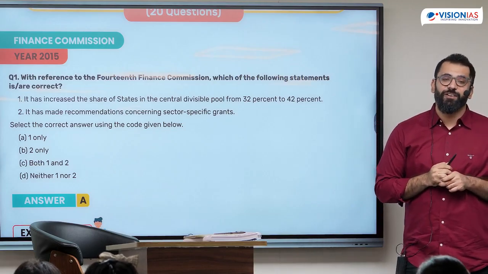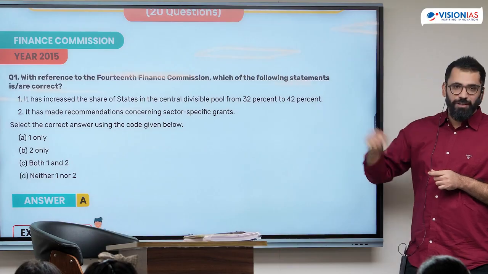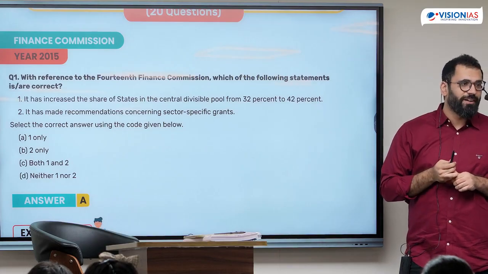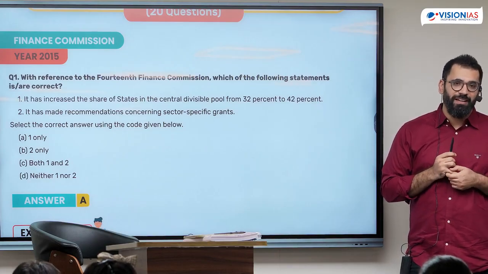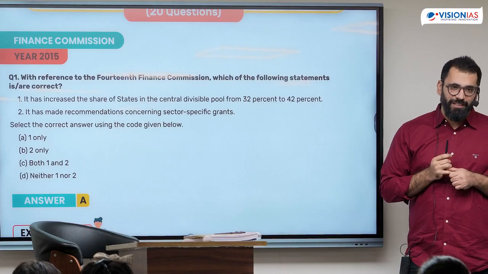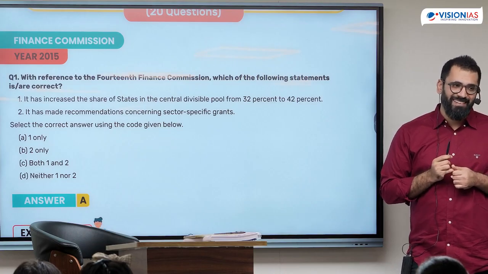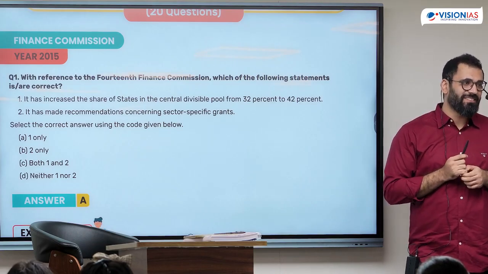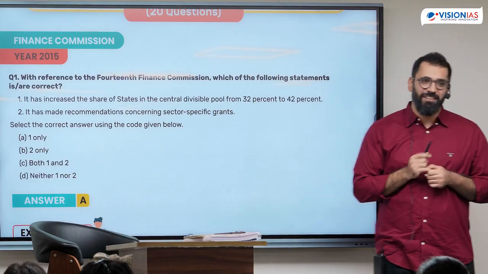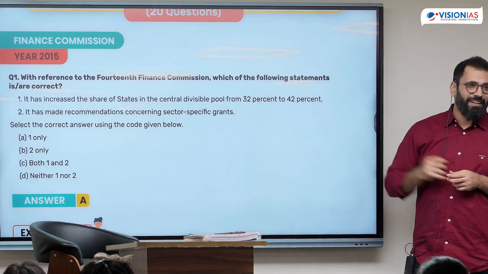Conflict. Right now states are demanding. What is the 15th Finance Commission award? 41%. What are the states demanding? 50%. Do you think that will be accepted? Chances are less. It might be accepted. Chances are very less. Why did this happen then?